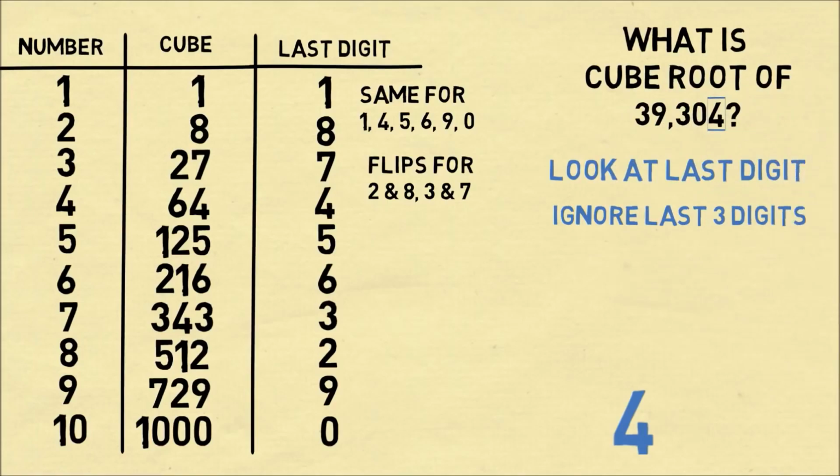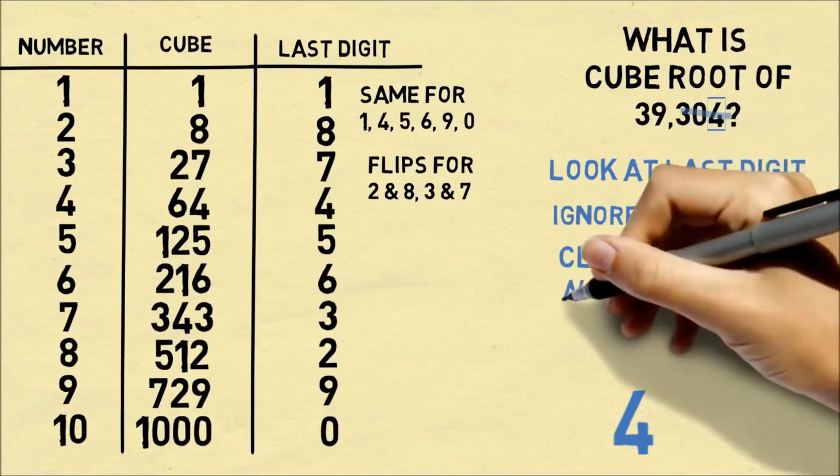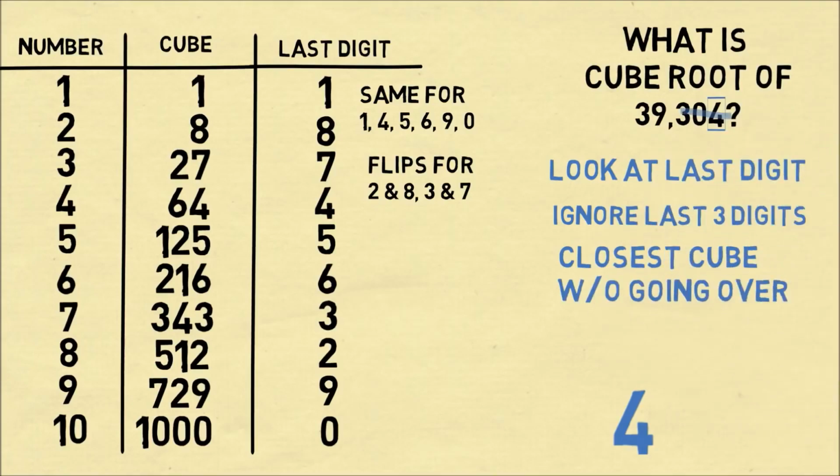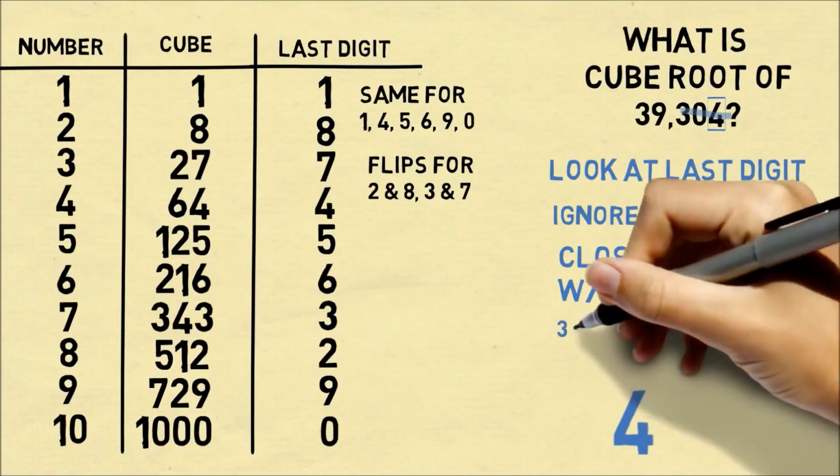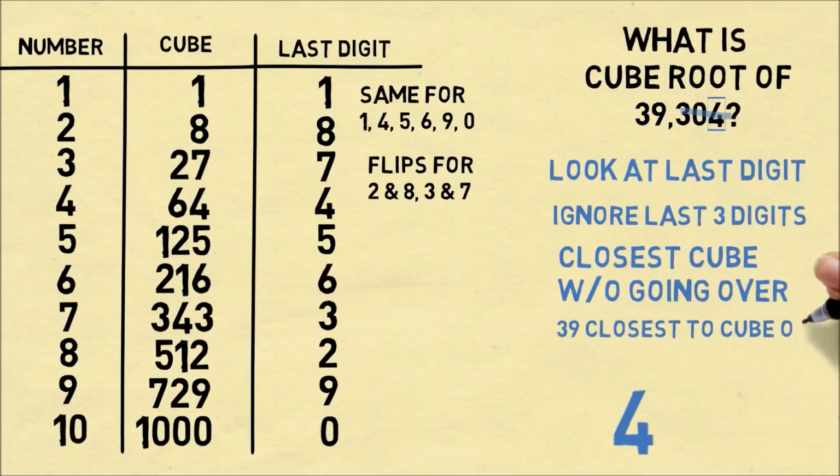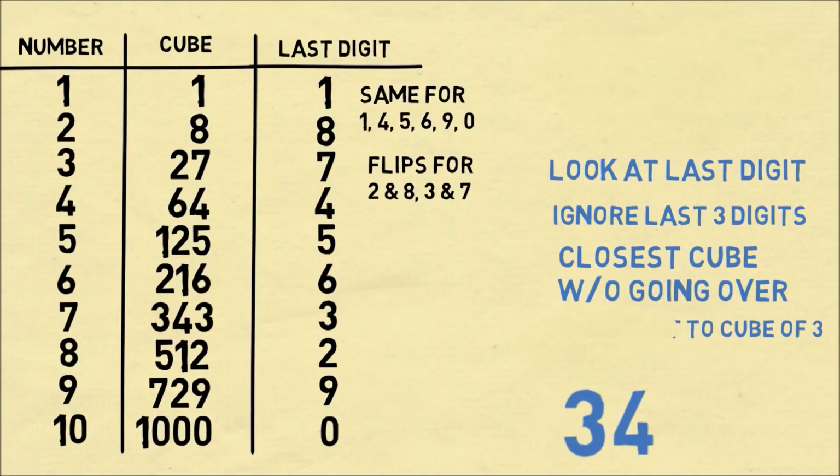The next step is we ignore the last 3 digits of our number. So in 39,304, we're going to just ignore the 304. And now we want to find the closest cube without going over. So 39 is between 27 and 64, so it's closest to 27 without going over, which means it's the cube of 3. And that gives us the other part of our answer, which is 3. So here we have it. We put the numbers together, and 34 is the cube root of 39,304.